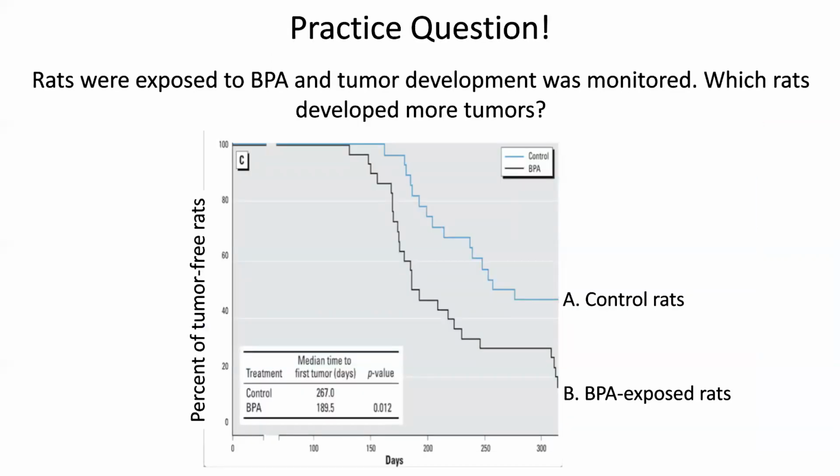Practice question. Rats were exposed to a chemical called BPA. You've probably heard about this chemical. It's what's in plastics that makes plastics nasty for health. So BPA. And then the tumor development rate was monitored in these rats. Which rats developed more tumors?